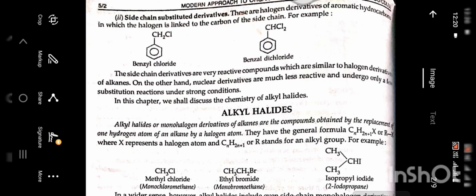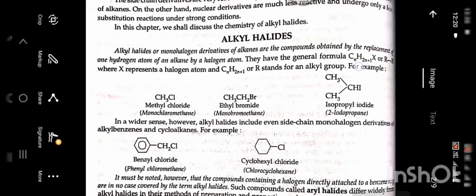The side chain derivatives are very reactive compounds which are similar to halogen derivatives of the alkanes. On the other hand, nuclear derivatives are much less reactive and undergo only a few substitution reactions under strong conditions. In this chapter, we shall discuss the chemistry of the alkyl halides.